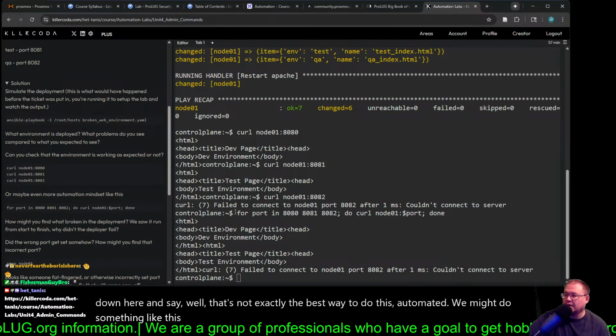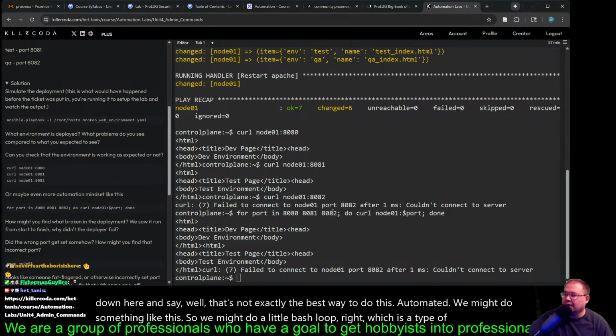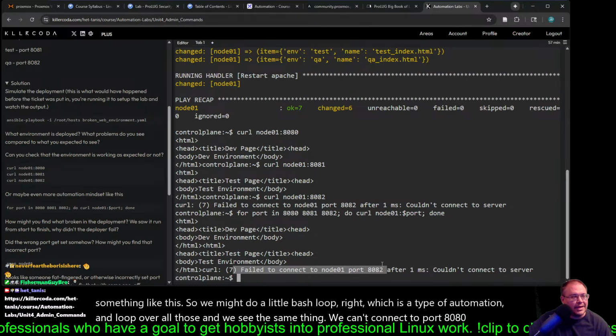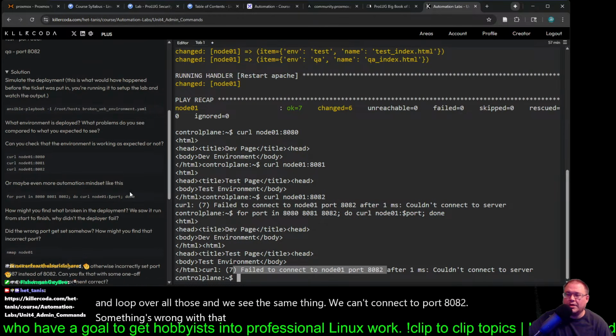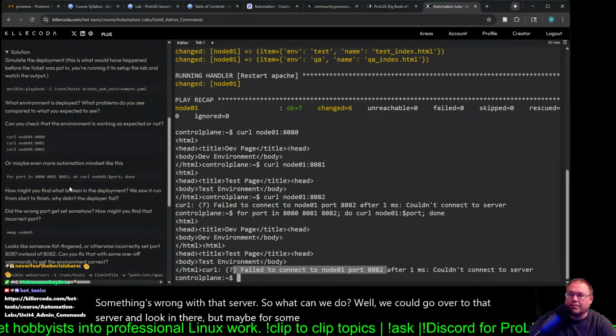We might do something like this. So we might do a little bash loop, which is a type of automation, and loop over all those. And we see the same thing. We can't connect to port 8082. Something's wrong with that server. So what can we do? Well, we could go over to that server and look in there. But maybe for some reason we want to check it from this node.